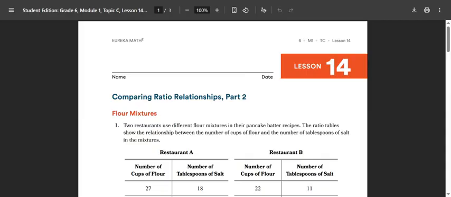In both of these lessons we're comparing ratios. The difference between lesson 13 and lesson 14 is that in lesson 13 you could find two ratios on the tables and make a comparison between them. In lesson 14, the two ratios are not going to be on the table, but there will be a way to make a ratio that you can compare from the tables. All right, so let's get started.